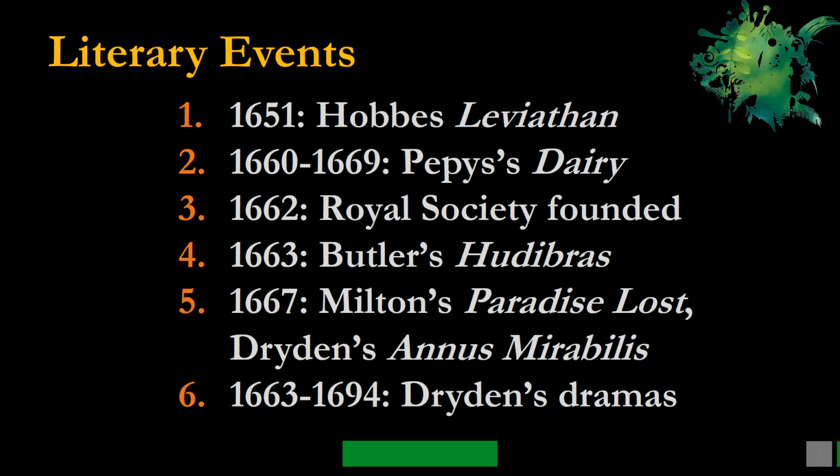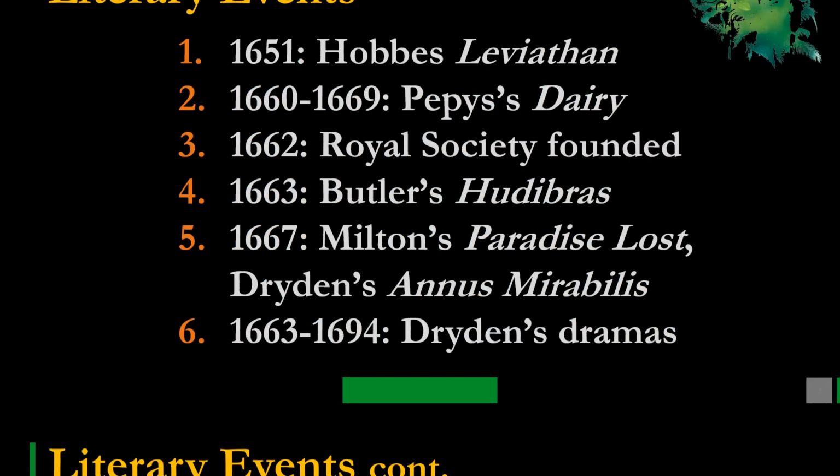Next, we have 1663 Butler's Hudibras published, 1667 Milton's Paradise Lost and Dryden's Annus Mirabilis, 1663 to 1694 Dryden's dramas. Actually, we already talked about these Dryden's dramas, the period of composition of Dryden's dramas, in the earlier video. 1663 to 1694 Dryden composed many dramas.